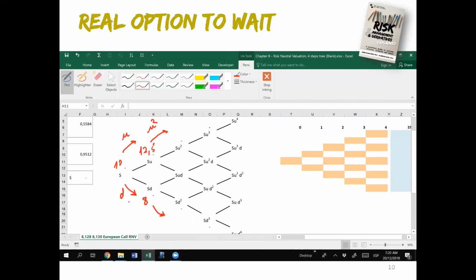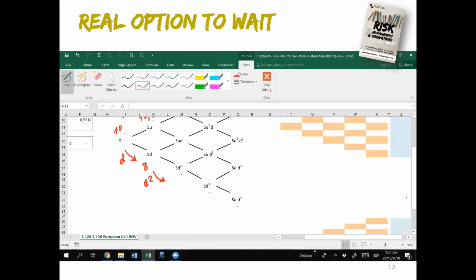So we need to solve the tree of the asset, we need to go up until the asset is multiplied by the upside movement 4 times. This is a 4-steps tree. Again, time to expiration is 4, the number of steps is 4, delta T is 1.